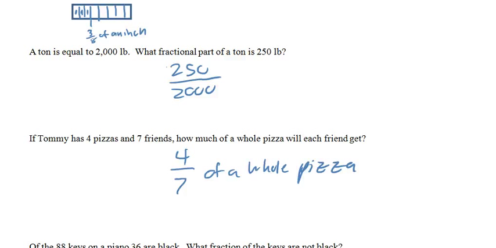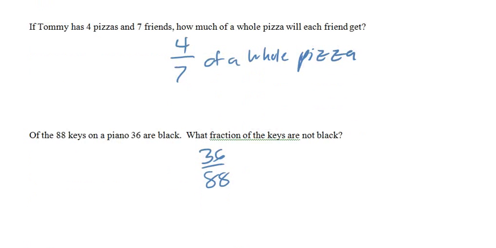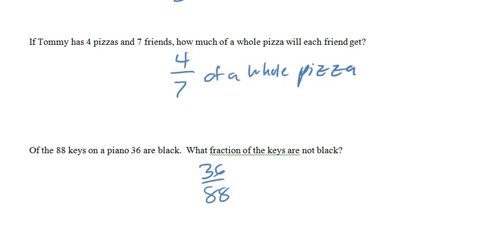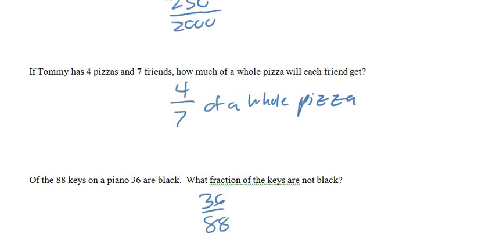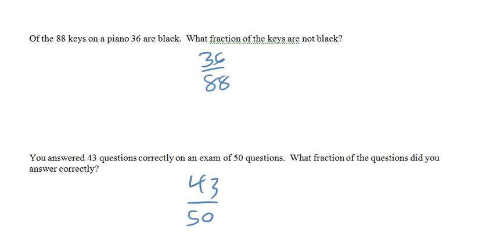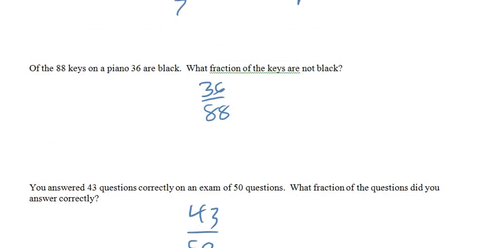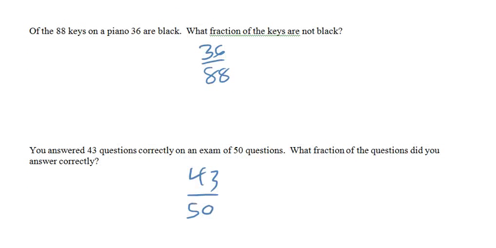So we have 250 over 2,000. That would be the fraction. We have not done reducing, so I'm not reducing it. Alright, next one is a sharing equally view. And so it's 4 pizzas among 7 friends, so each person gets 4 sevenths. That's it. And then this one is now a discrete model. You can actually count them.